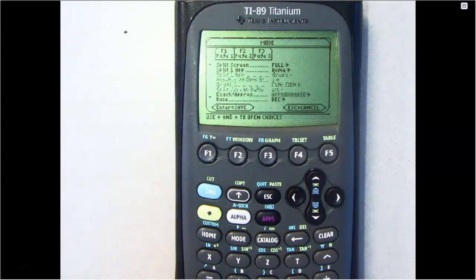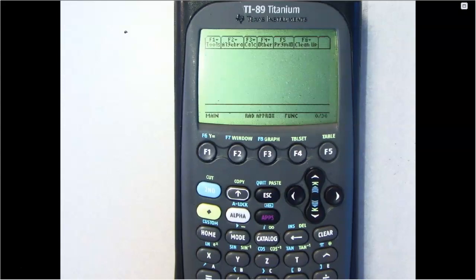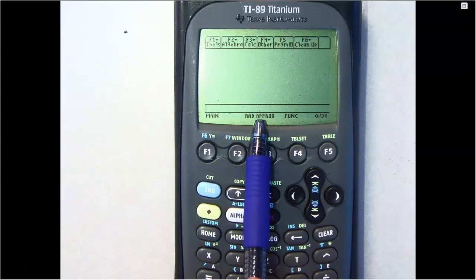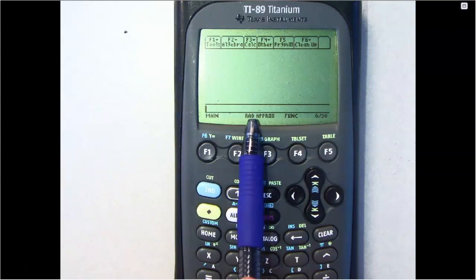But realize nothing in here is saved right now. See where it says enter equals save? That's when the things take effect. If you're in radians, you'll see the little RAD down here. That's the way you can make sure. Otherwise, I think it says DEG for degrees. So I'm in radians and approximate. I can tell that by looking right there.